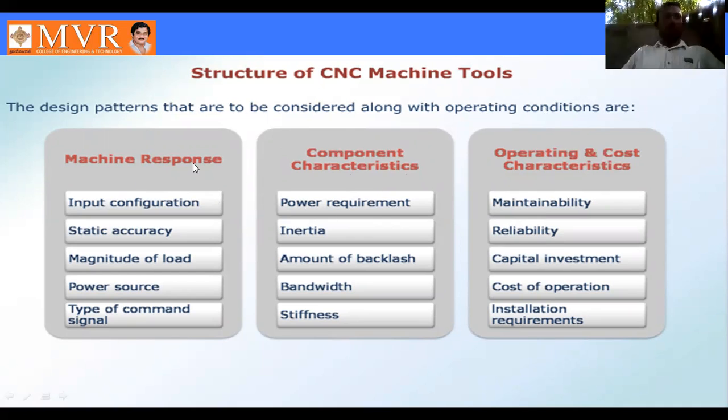The first one is machine response, which is very important. Fast, quick response, and only then will the product be completed within time. If the machine is not responding well, the completion of the work is delayed, so it takes more time.